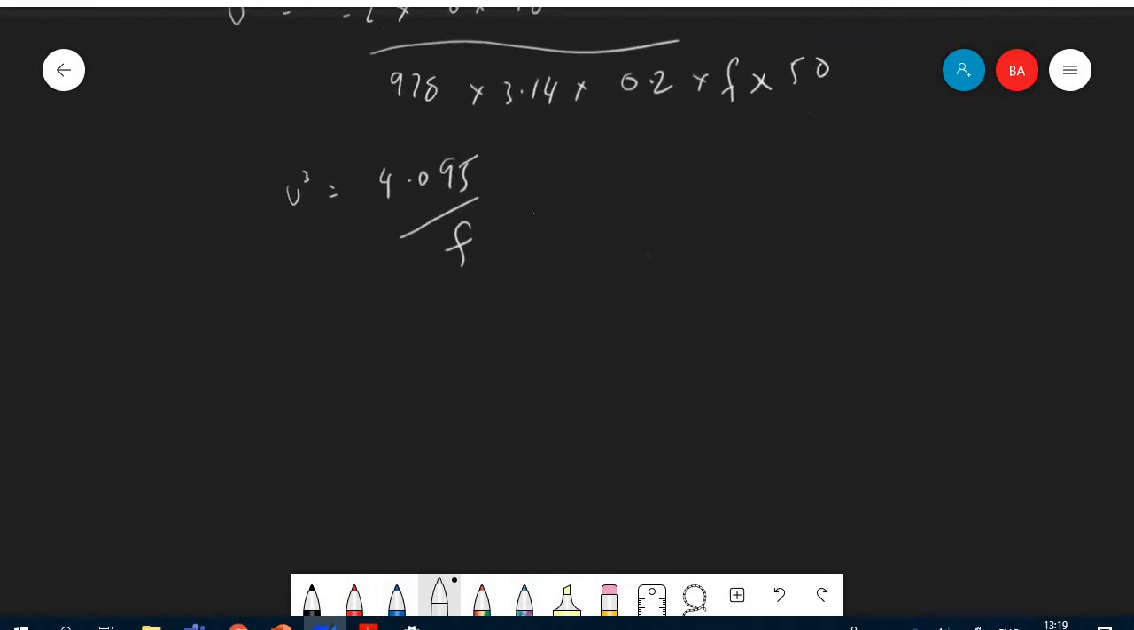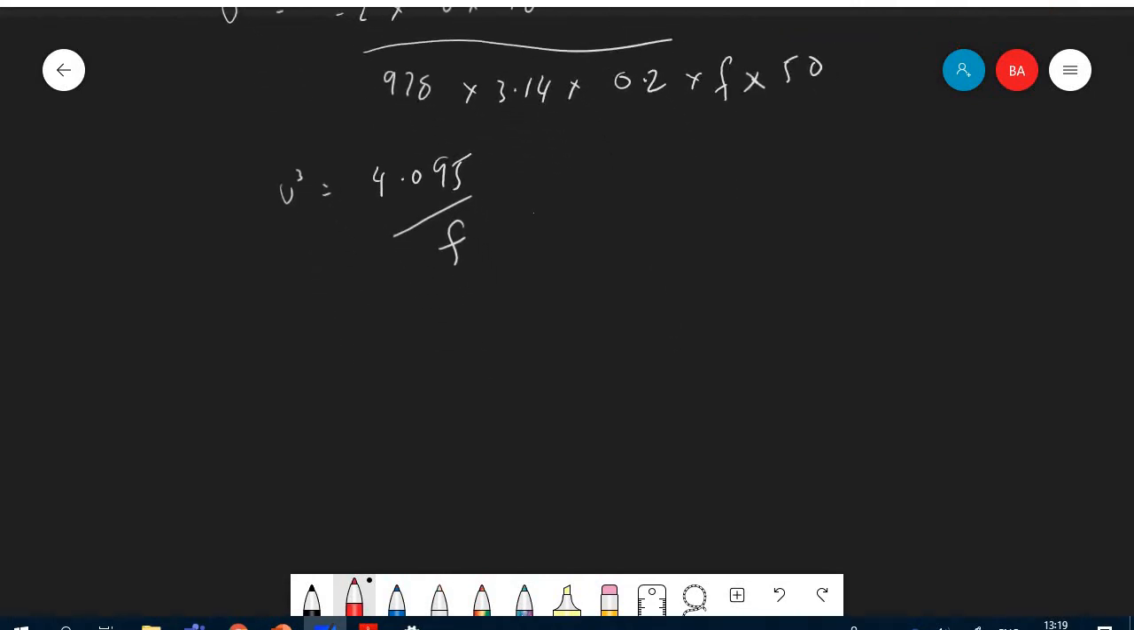So what do you need to do here? If you can recall, I guess u. Why? Because I cannot find f. I cannot find f except if I have the Reynolds number, but I don't have u. How can I get it? How can I get that?